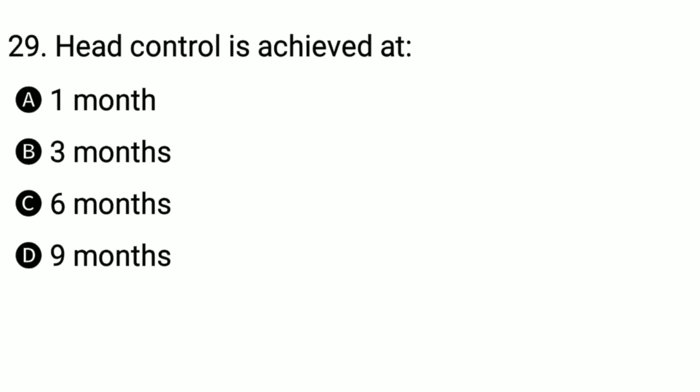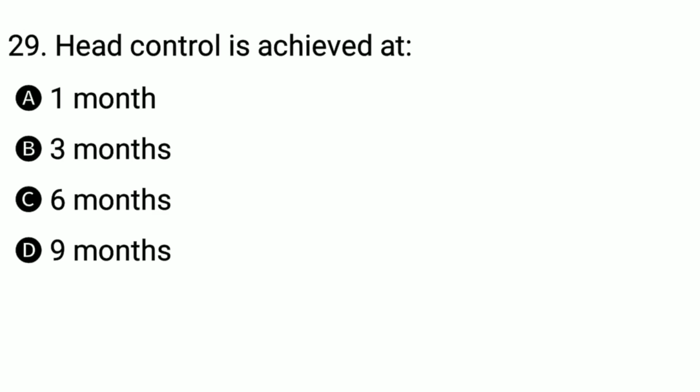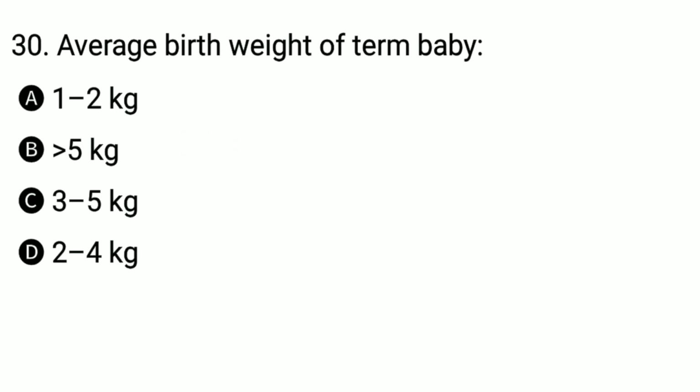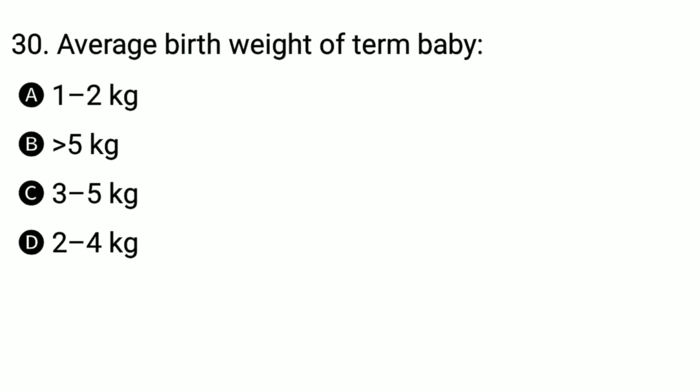Question number 29. Head control is achieved at? The right option is option B, 3 months. Question number 30. Average birth weight of term baby. The right option is option D, 2 to 4 kg.